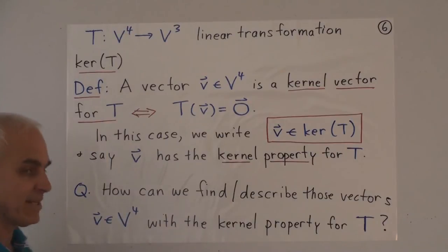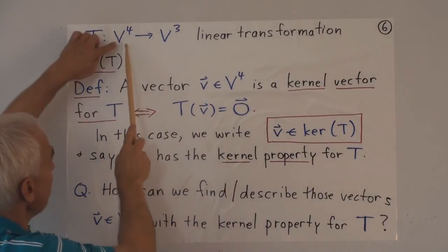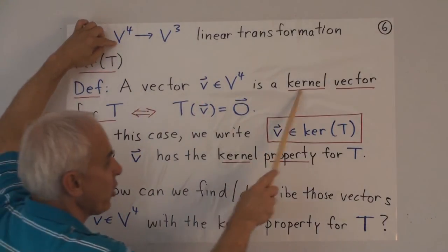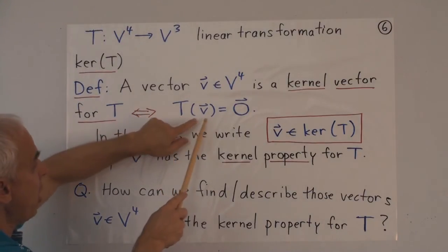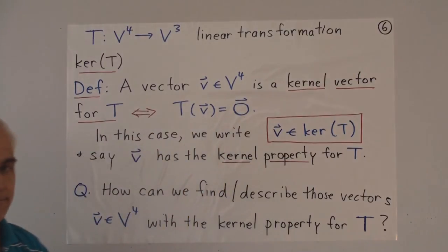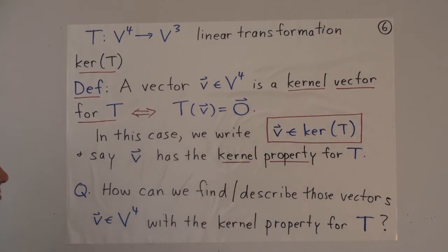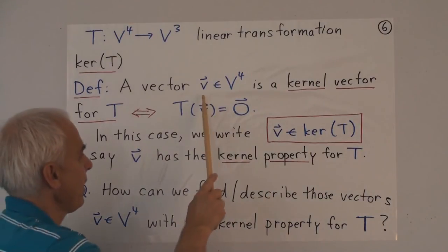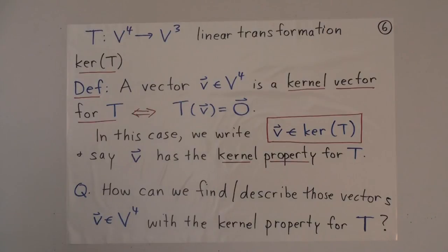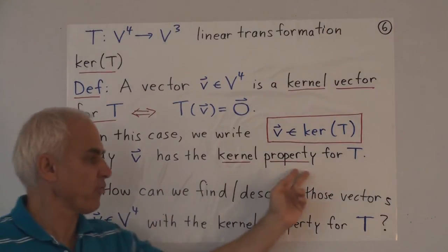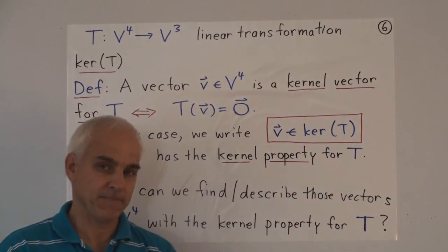So what is this kernel of T? What is the actual definition? Well, we'll say that a vector V belonging to V4, the initial space, is a kernel vector for T precisely when T of V equals 0. In other words, when V is sent to the 0 vector by the linear transformation. And in this case, we write V belongs to kernel of T, and we say that V has the kernel property for T.